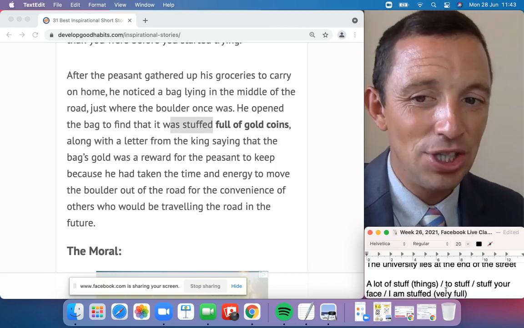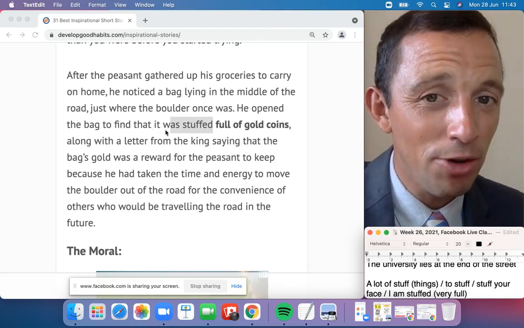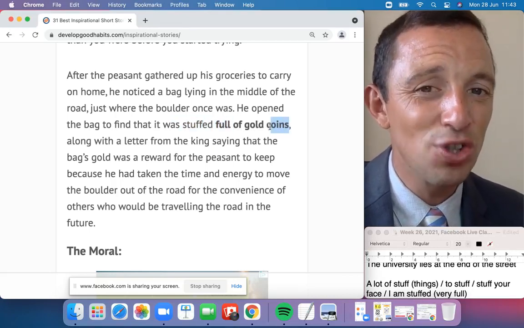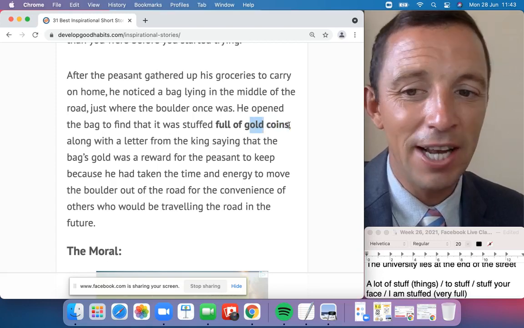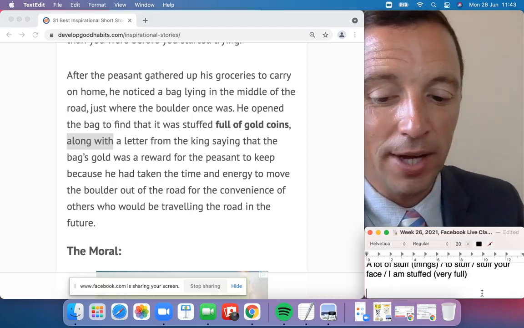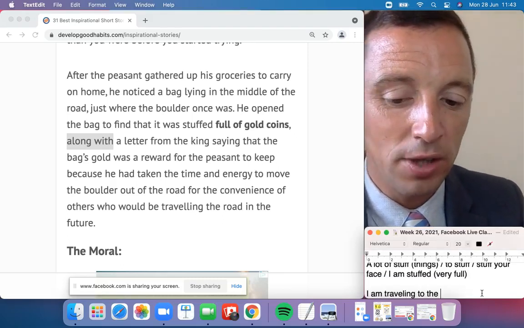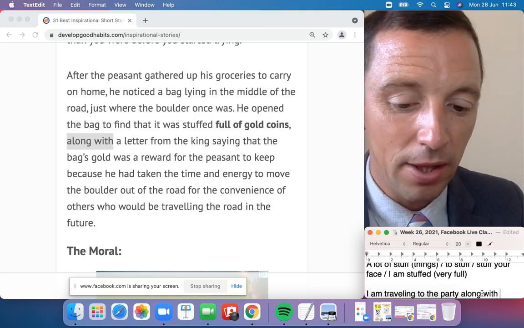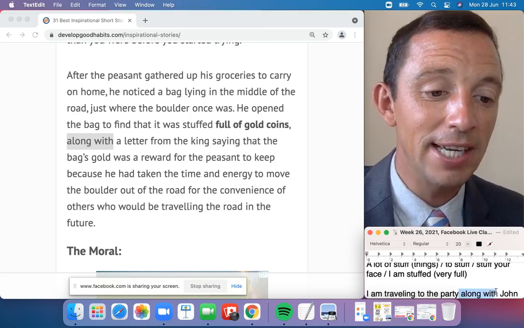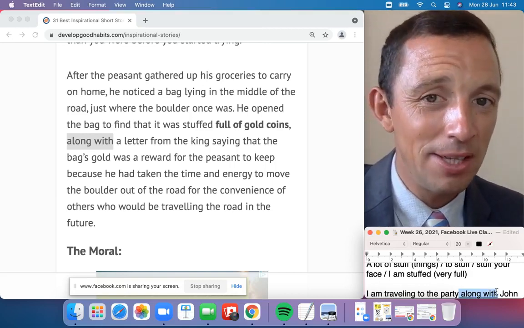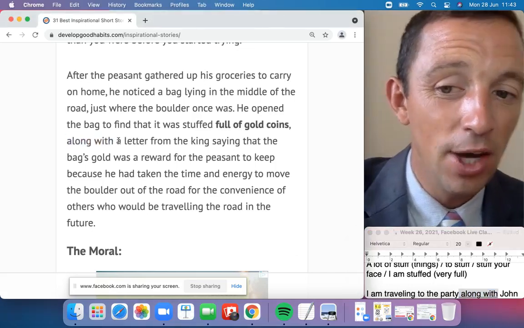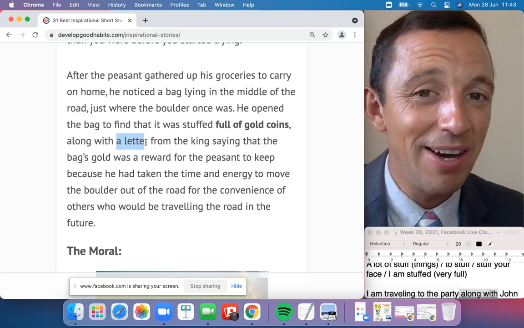Okay, and in this situation, the bag was full, the bag was stuffed full of gold coins. Coins is the substantivo, and gold is the adjective, and it's plural. Along with is just really a preposition with. Okay, so I am traveling to the party along with John, and the significance is I am going to the party basically with John beside me. Okay, so along with John beside me, but in this case it's something physical with the letter beside me.